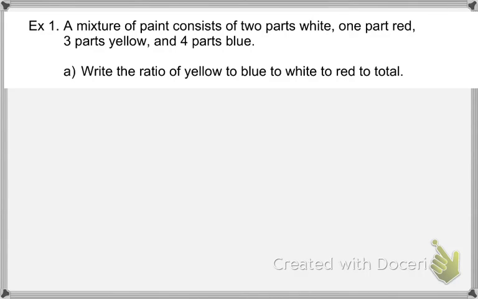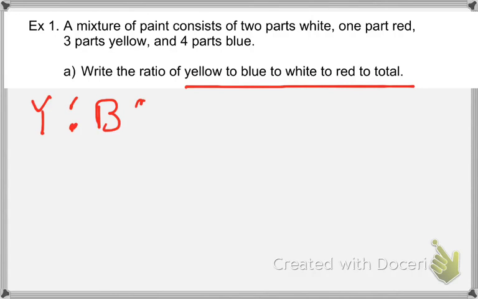So, question A. Write the ratio. Ratio means numbers, like 3 separated by 2 dots, 2, and however many entries you want. So, of yellow to blue to white to red to total. So we want yellow to blue to white to red to total.